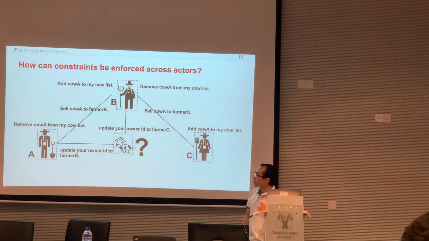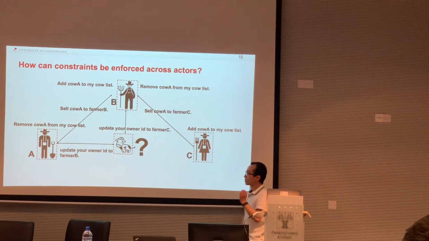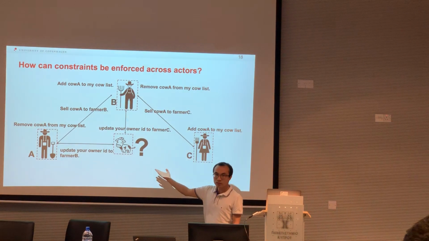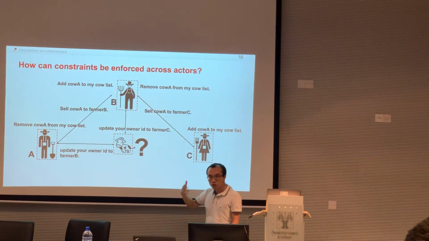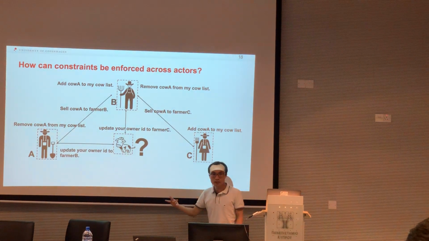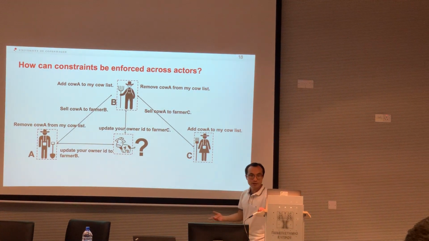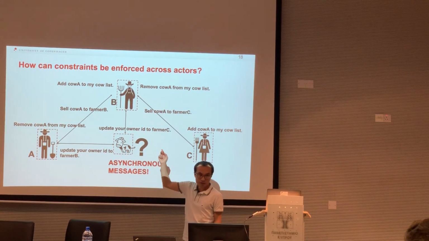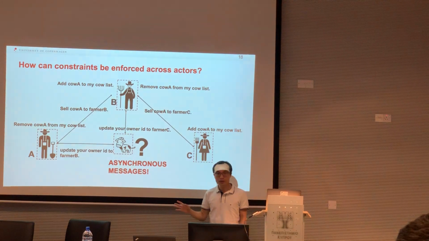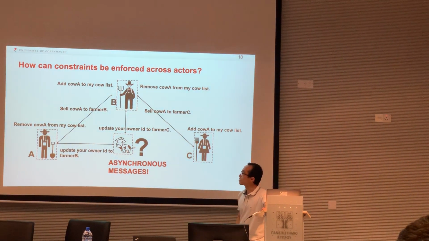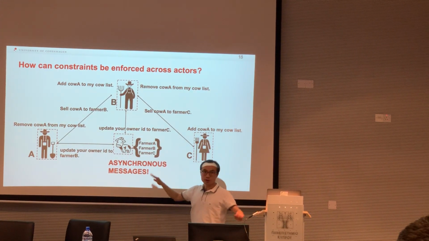So the question is, if I now submit a query to the cow actor, which farmer owns this cow? Remember, in the actor model, this is asynchronous message passing, which means that these messages are not processed in a certain order. There's no guarantee about the ordering. So if you ask the cow who owns you, it's not obvious that it will tell you the right answer.